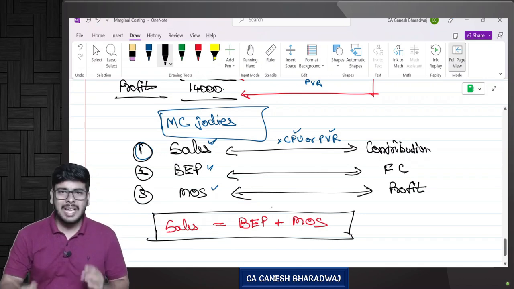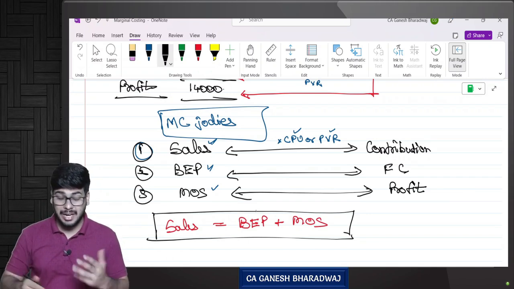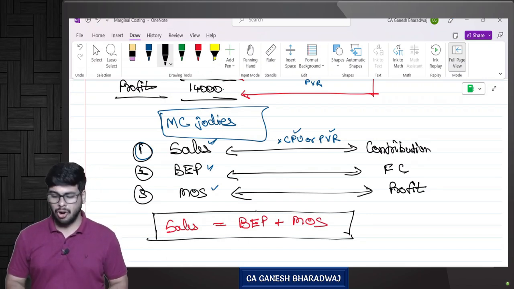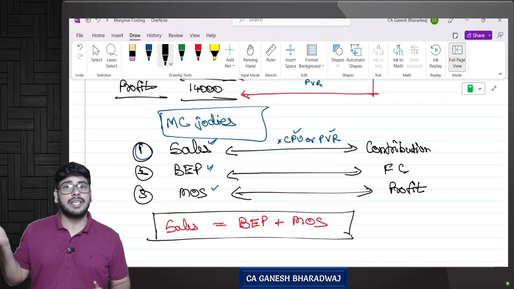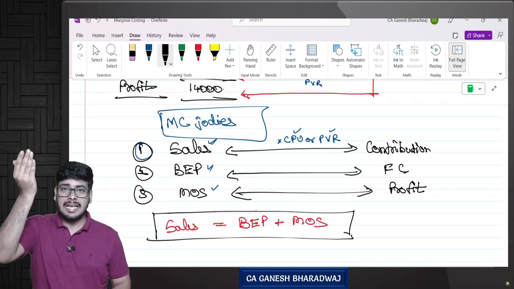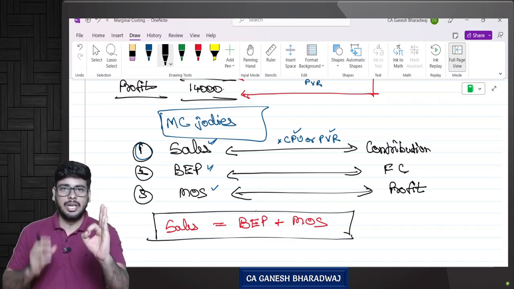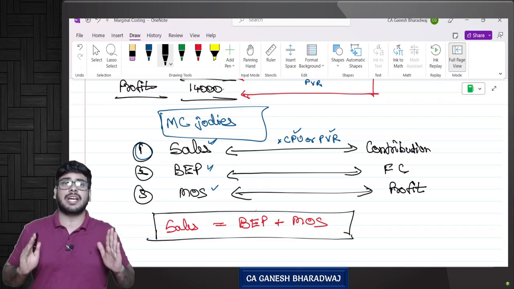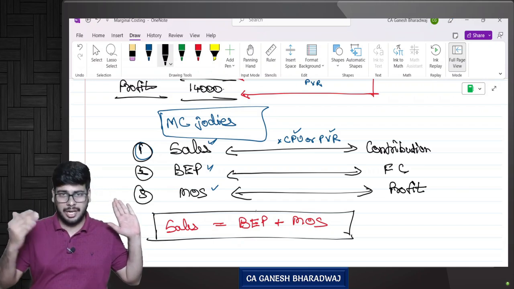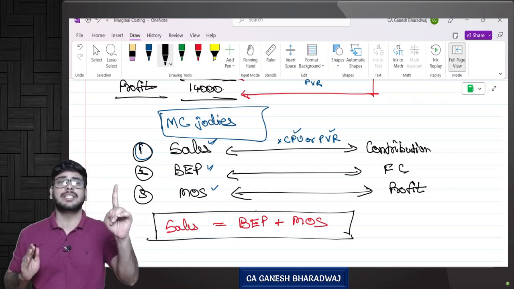In other words, any sales made over and above your break-even point is called margin of safety. Correct or not? And remember one very important thing. As your sales volume increases, your break-even point will not change. Break-even point is a point. That's all. Fixed cost divided by contribution per unit. How many units should I sell to recover my fixed cost fully, resulting in zero profit or zero loss? So break-even point is a point.